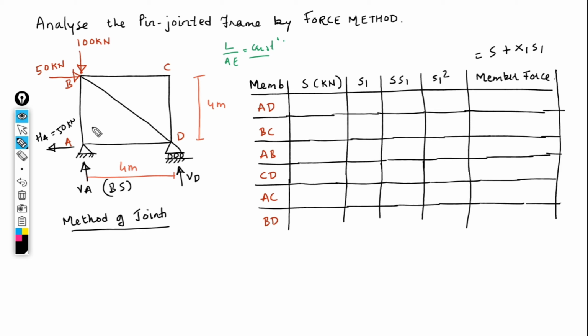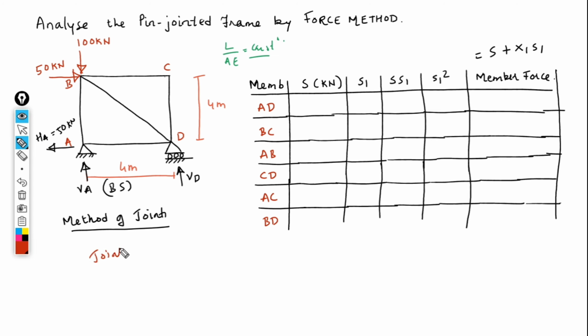Joint A is connected to two members, so it has only two unknowns. Joint C is also connected to two members, so it has two unknowns. Joint D is connected to three members, so initially we cannot take joint D. Even B has three members, so it has three unknowns. So when dealing with the method of joints, take a joint which has two unknowns. So you can take joint C. First I will take joint C.